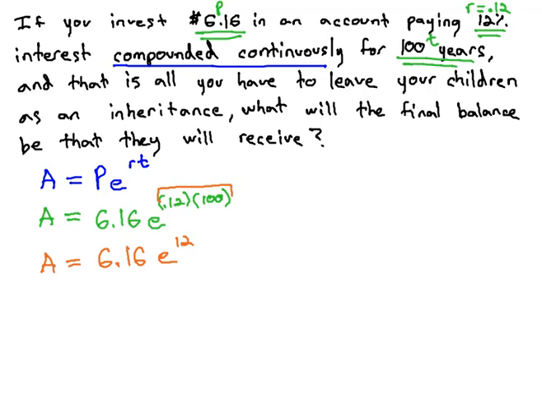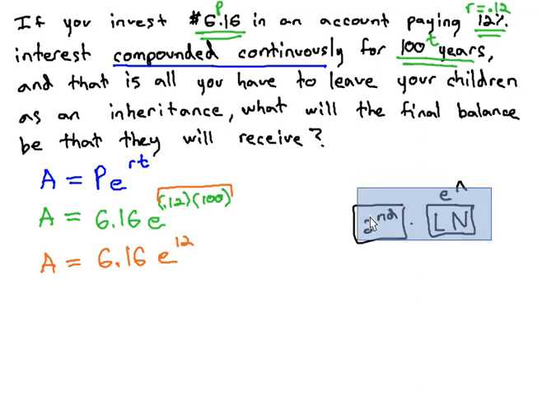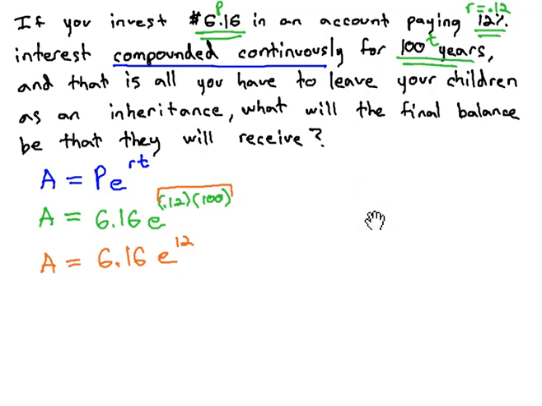And then again, you need to make sure you know your calculator. To get the e feature, quite often you have to hit the second button or the shift button. And then after the shift button or the second button, there's usually a button that says ln, and right above it you see e with an exponent or something like that. Make sure you know how to use your calculator. And some calculators, again, require you to do the e part first and multiply your answer by 6.16. Other calculators, you can just type in 6.16 times e to the 12th power.